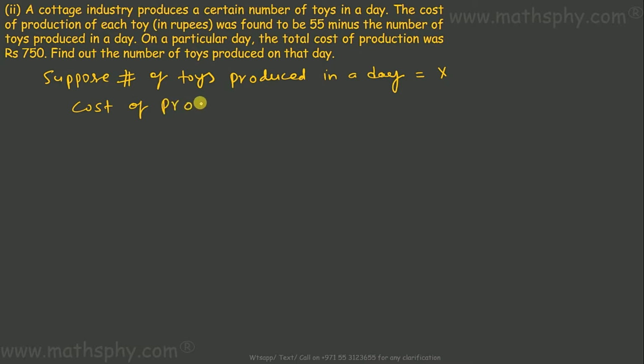It says the cost of production of each toy was found to be 55 minus the number of toys produced in a day. If I'm producing X number of toys in a day, then I'll write the cost of production of each toy would be 55 minus X. That's the cost of production of each toy. Then it says on a particular day, the total cost of production was rupees 750. All right.